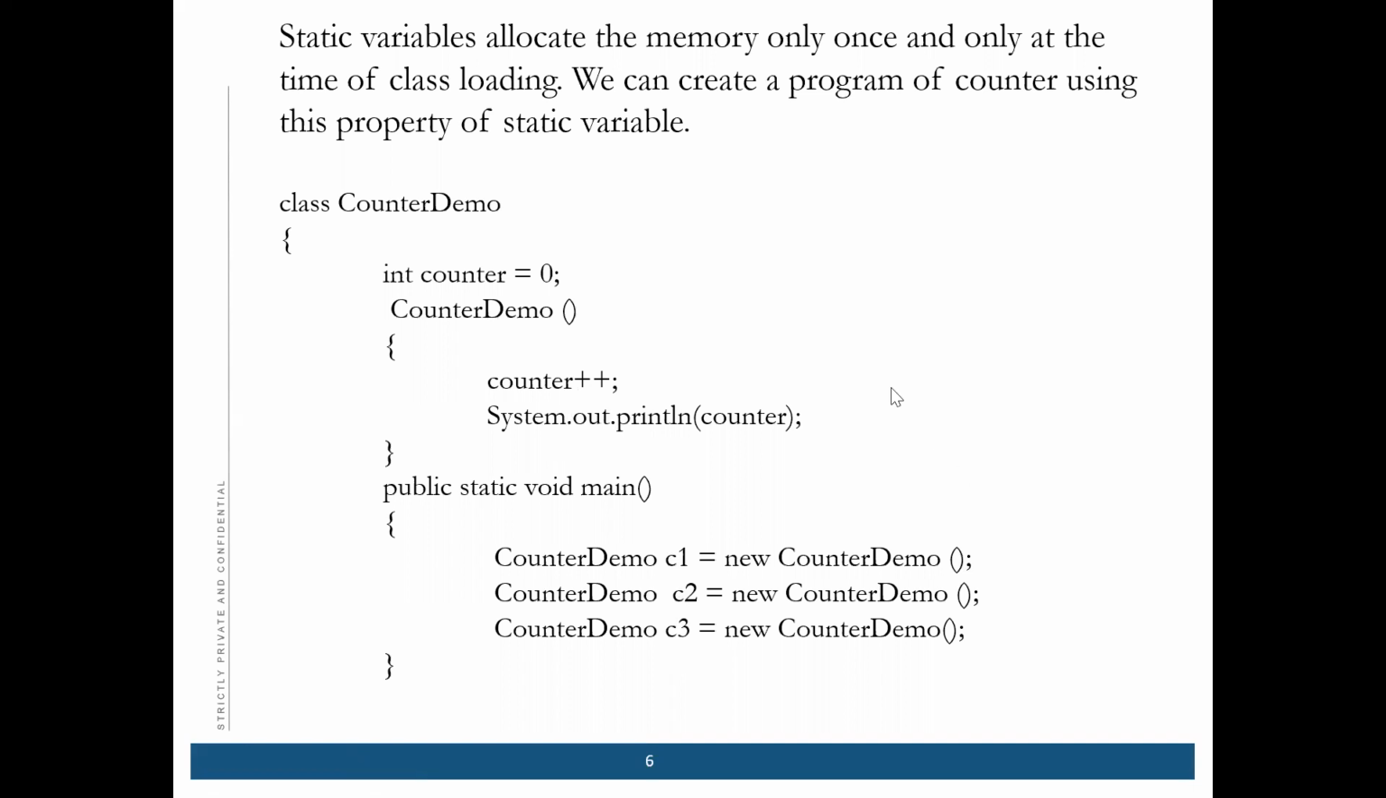As it's a constructor, we don't need to call it directly. If we create an object, it will be called automatically. We don't need to write c1.constructor. So we'll write this program and then make this counter static. Then we will see what will happen.